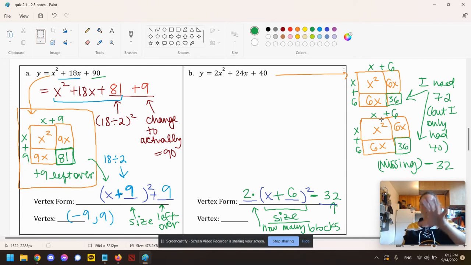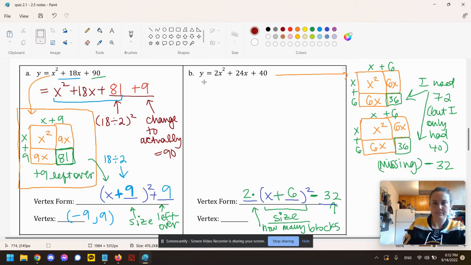Okay, if I'm looking at the picture and I want to know the equation, the number on the outside, the A, is how many blocks we have. The number on the inside, the H, is the size of the blocks. And the number on the outside, the K, is how many leftovers or how many missing we had. And when we're missing, we go minus. When we've got leftovers, we go plus.